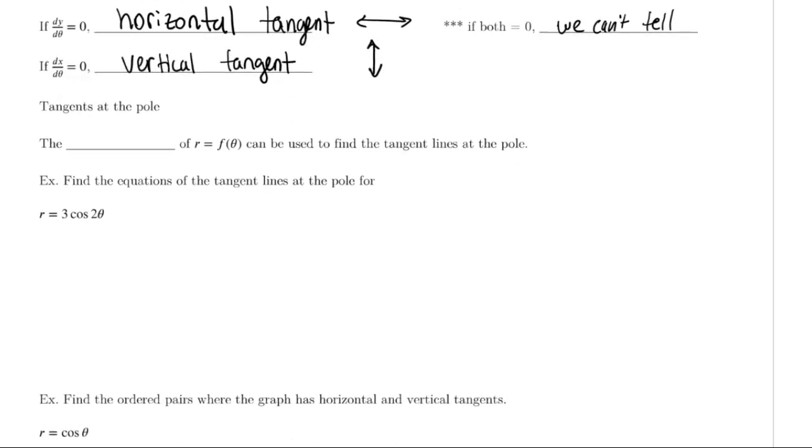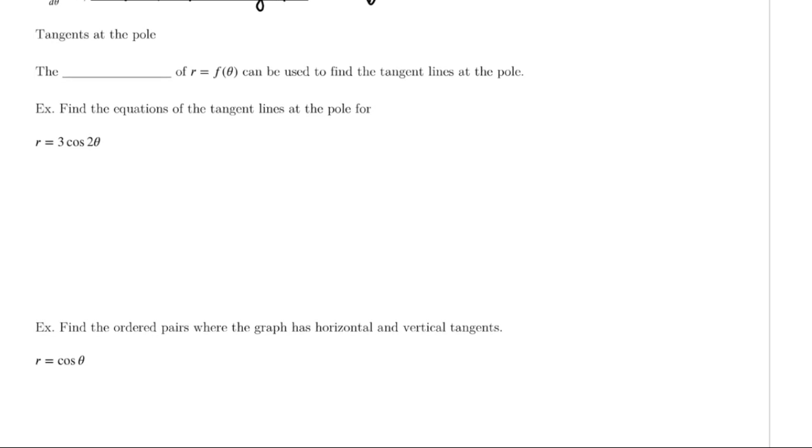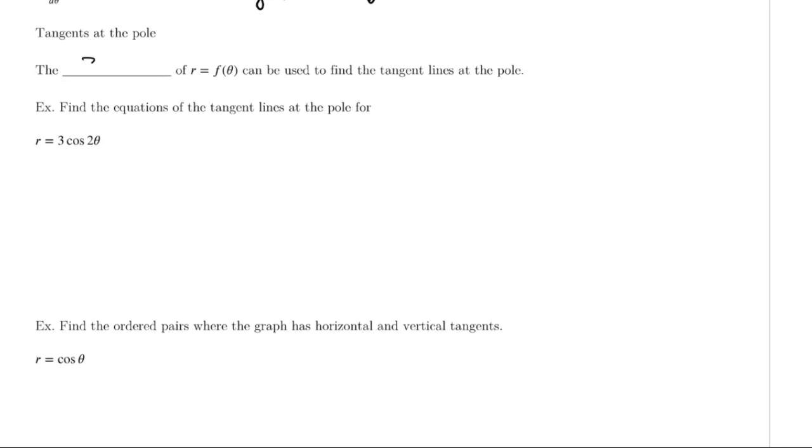Indeterminate. All right, an interesting thing that we need to know for polar functions, tangents at the pole: the zeros of r equals f of theta can be used to find the tangent lines at the pole. So an example. Find the equations of the tangent lines at the pole for 3 cosine 2 theta. This is a rose. This rose has 4 petals.